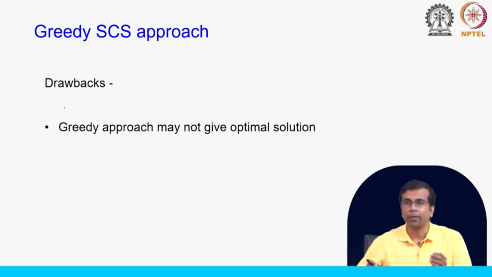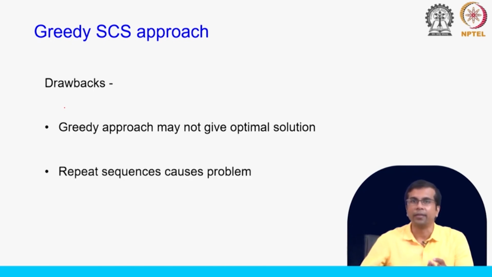So again, when you think about this SCS approach, you also need to think about whether SCS is the right idea, whether finding a superstring is the best idea, especially when you have repeat sequences in the genomes. And on top of that, what we have seen is that the greedy approach may not give an optimal solution, especially when these repeat sequences are present in the genome.